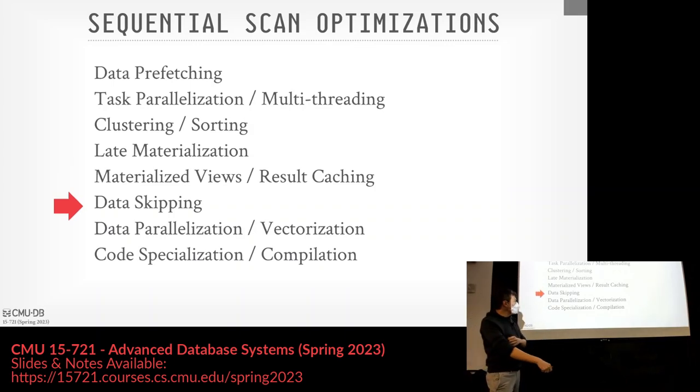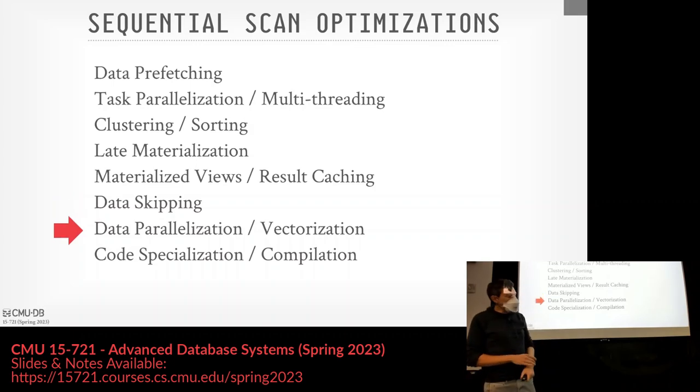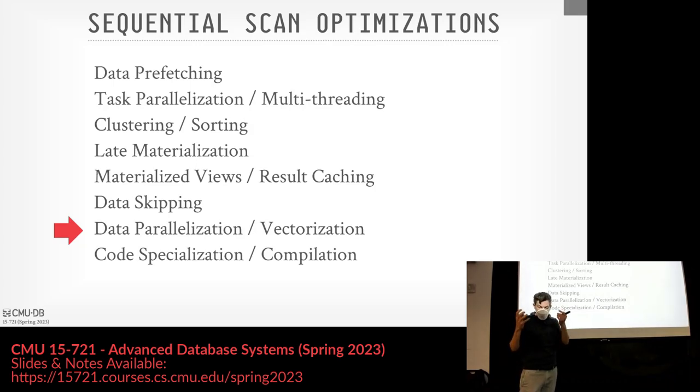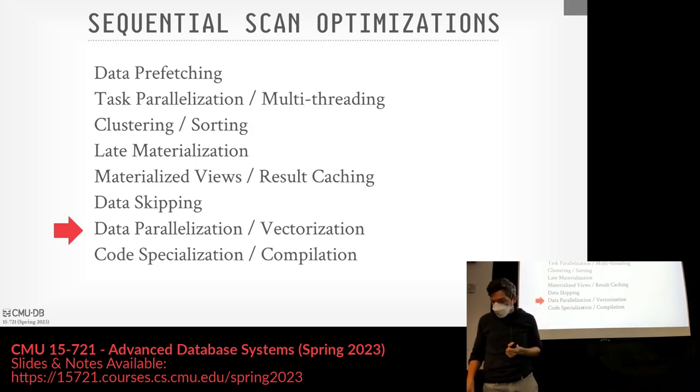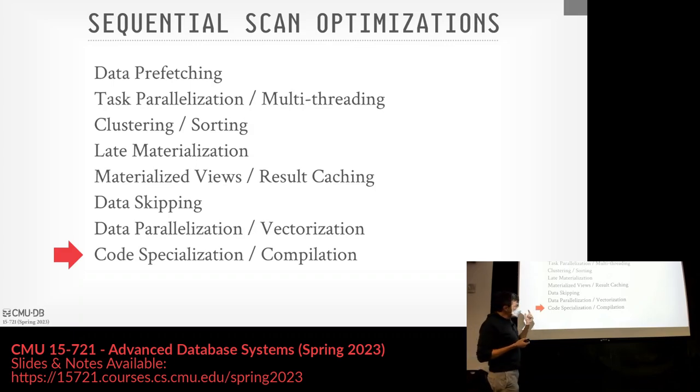Data skipping is being able to figure out what data we don't even need to read ahead of time, and just avoid having to do scans on that. Data parallelization is where we can use vectorized instructions, like SIMD, to apply different operations or do different steps in our sequential scan in parallel on multiple pieces of data at the same time. And then code specialization or query compilation, just-in-time compilation, is to generate machine code that does exactly what our query is going to do, instead of having to use an interpreted system.